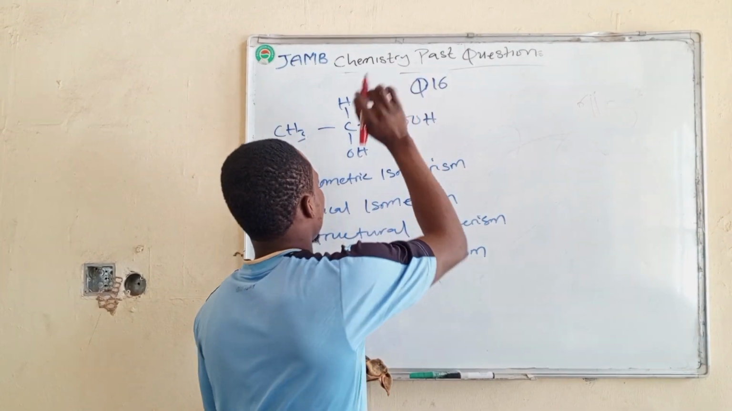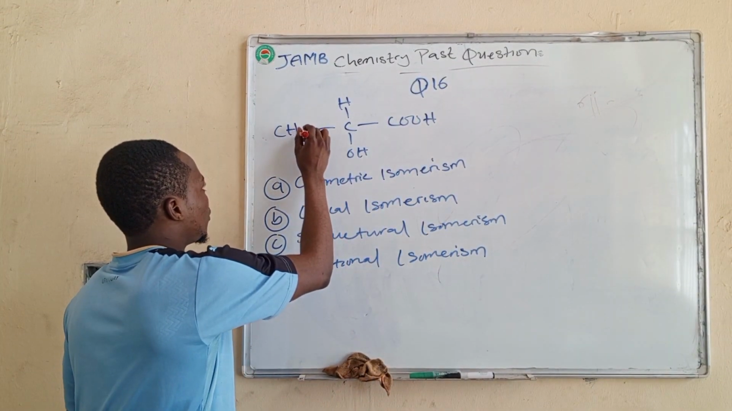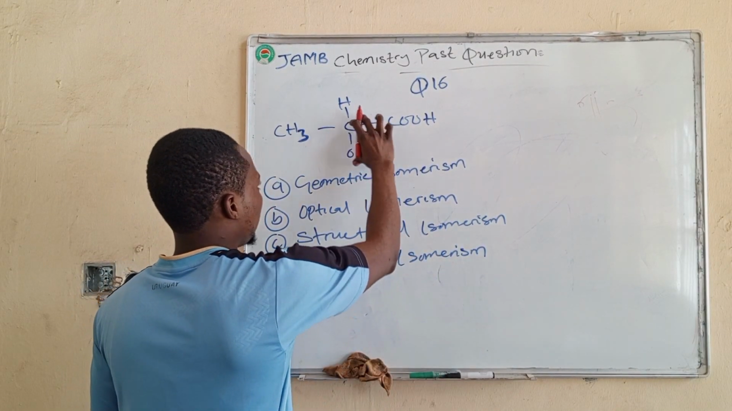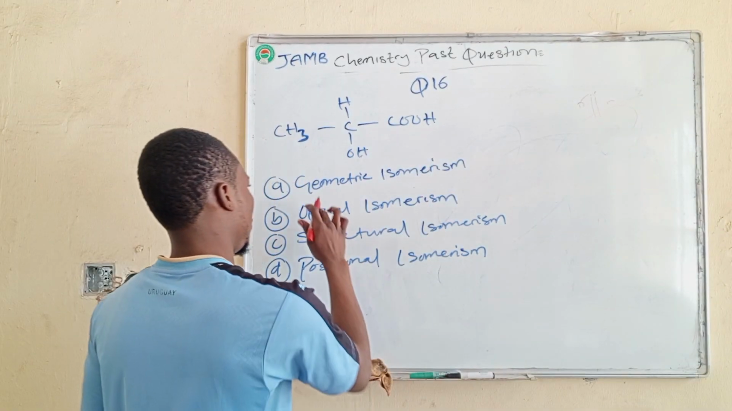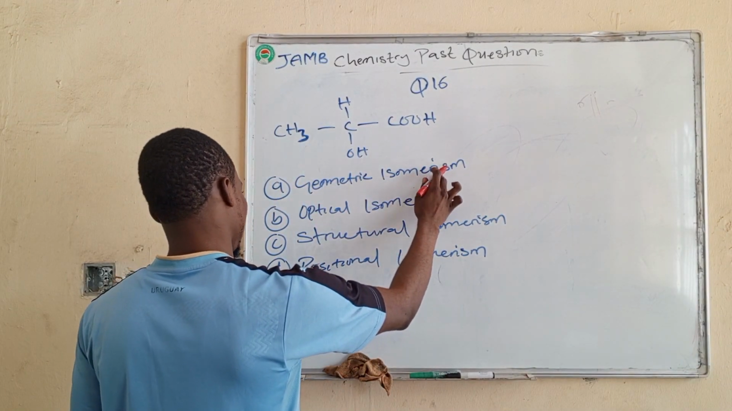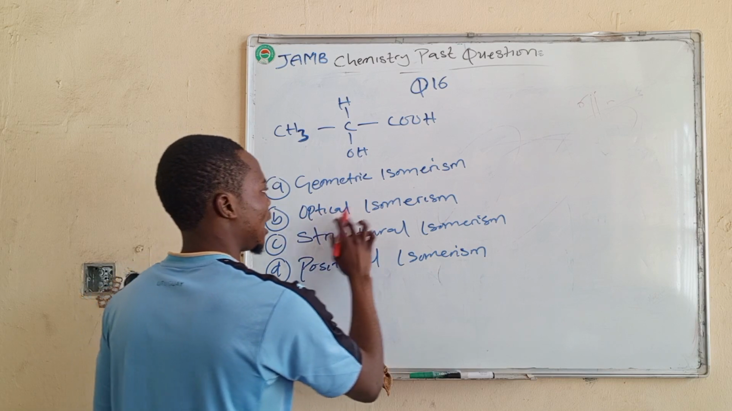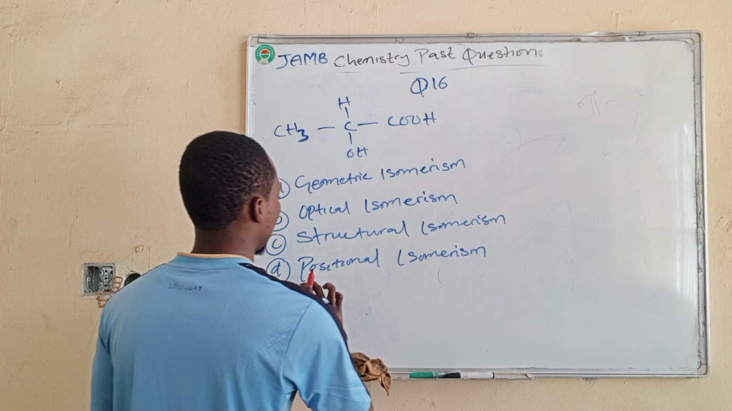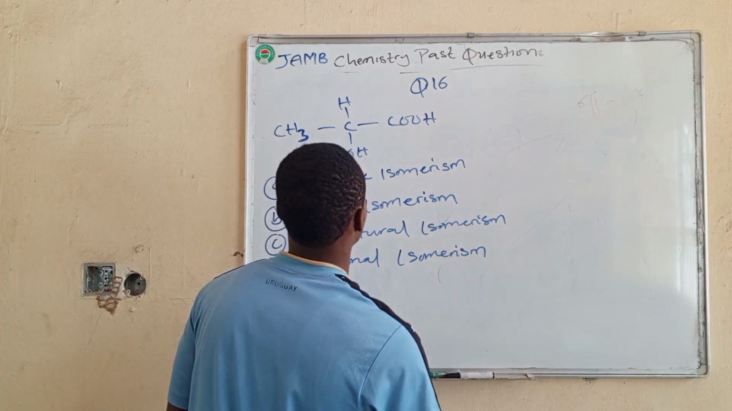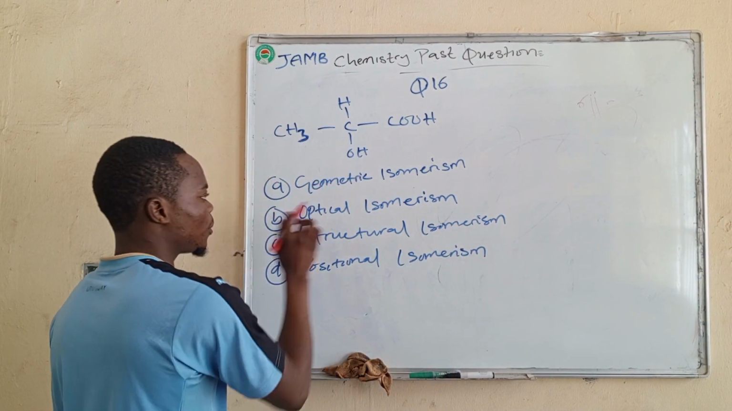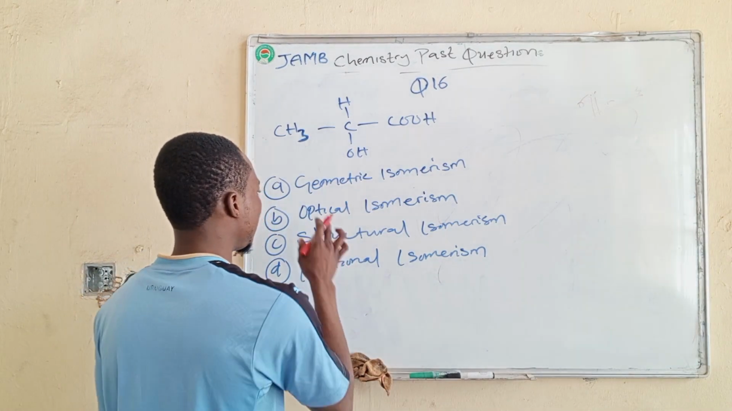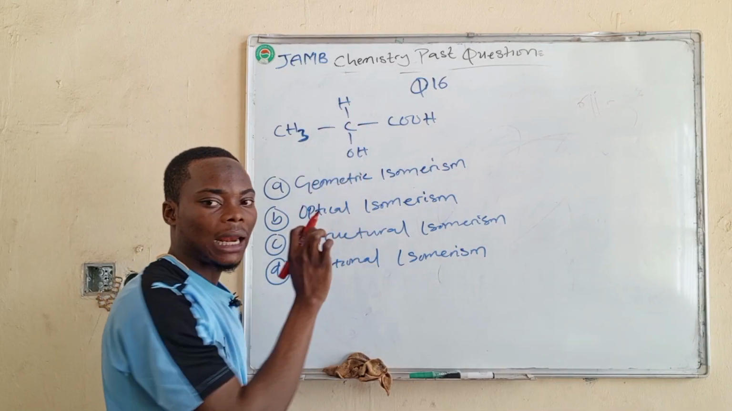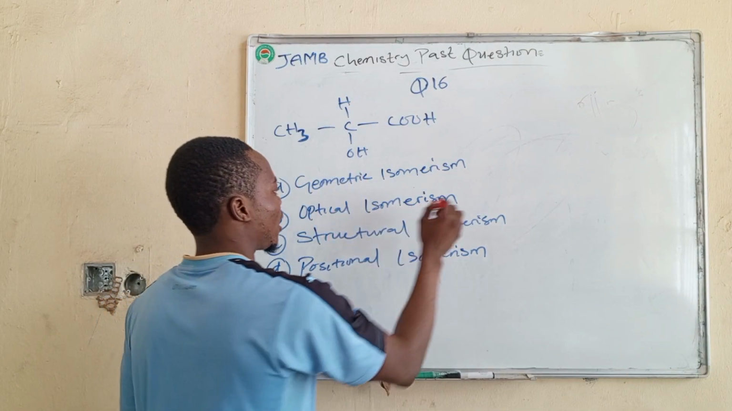Question number 16 here. This structure, this compound here, exhibits what? A. Geometric isomerism. B. Optical isomerism. C. Structural isomerism. D. Positional isomerism. So I'll be choosing option B. The reason here is this compound contains a chiral carbon atom. And what is a chiral carbon atom?